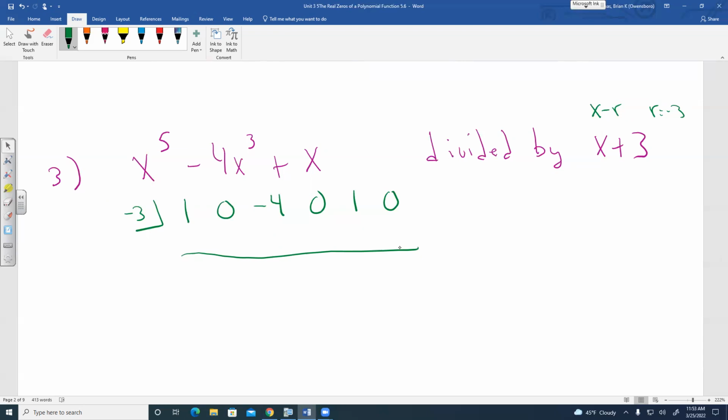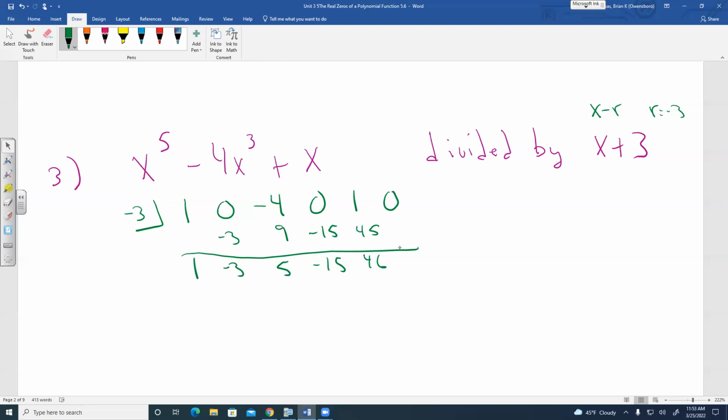So to do synthetic division, we bring the 1 down. Negative 3 times 1 is negative 3. And then we add 0 plus negative 3 is negative 3. We multiply. Negative 3 times negative 3 is 9. We add. Negative 4 plus 9 is 5. Negative 3 times 5 is negative 15. 0 plus negative 15 is negative 15. Negative 3 times negative 15 would be 45. 1 plus 45 would be 46.